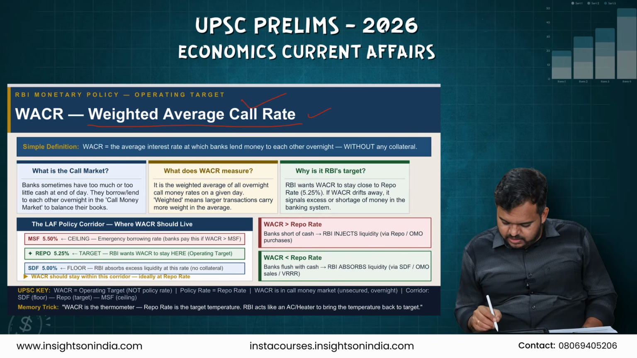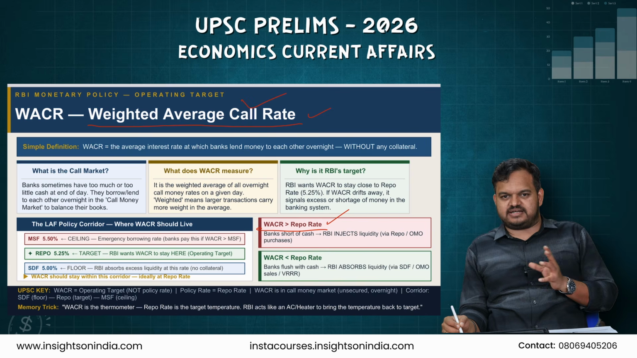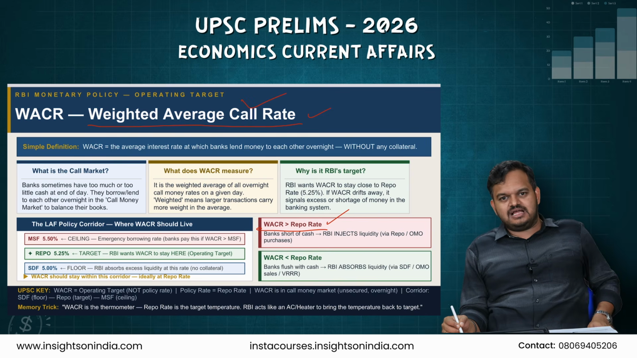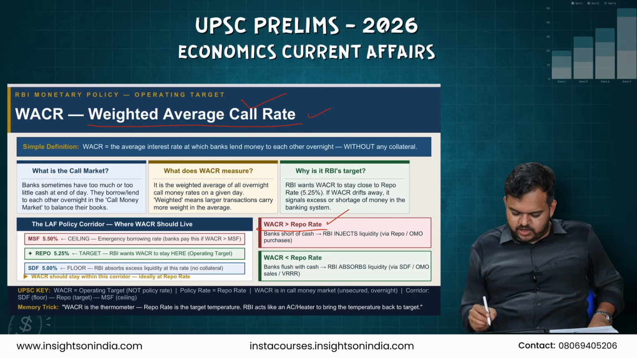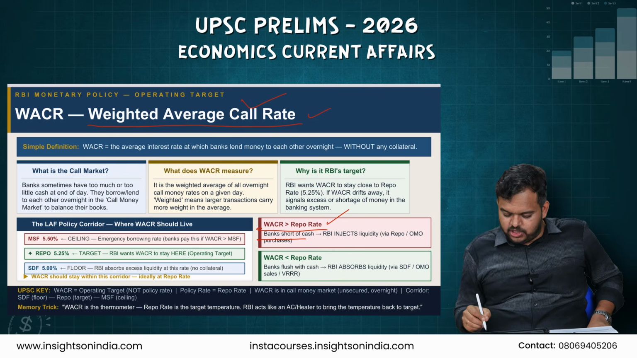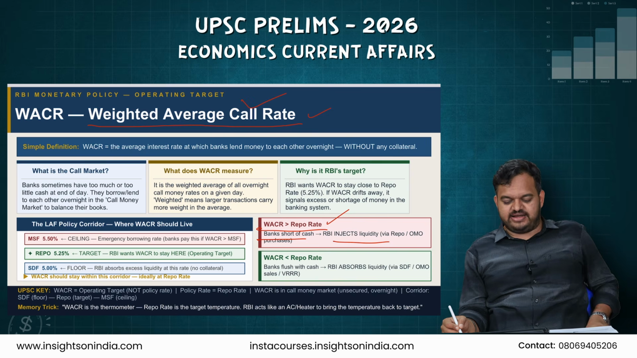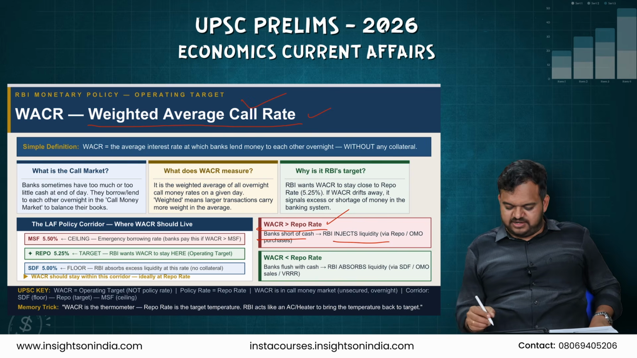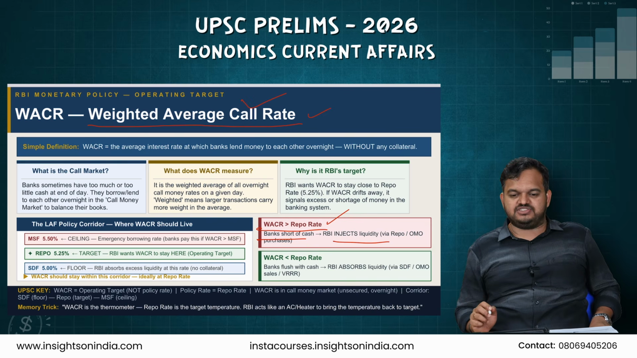So now, if weighted average call rate is more than repo rate, this can be a prelims question. It means banks are transacting with each other at higher interest rates. If the interest rate is high, what does it mean? Money supply is less. That means banks are short of cash. That is a signal for RBI to inject liquidity. That is why RBI monitors this WACR. If the rate is higher than repo rate, it shows shortage of cash, and RBI will inject the money.